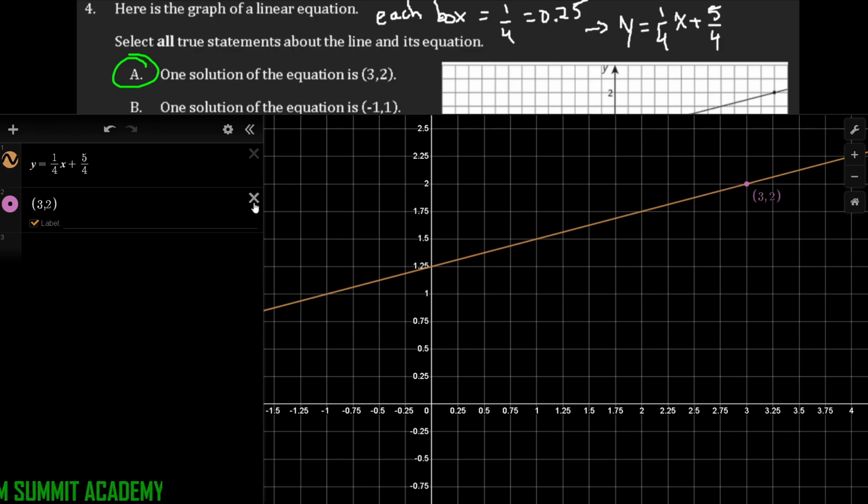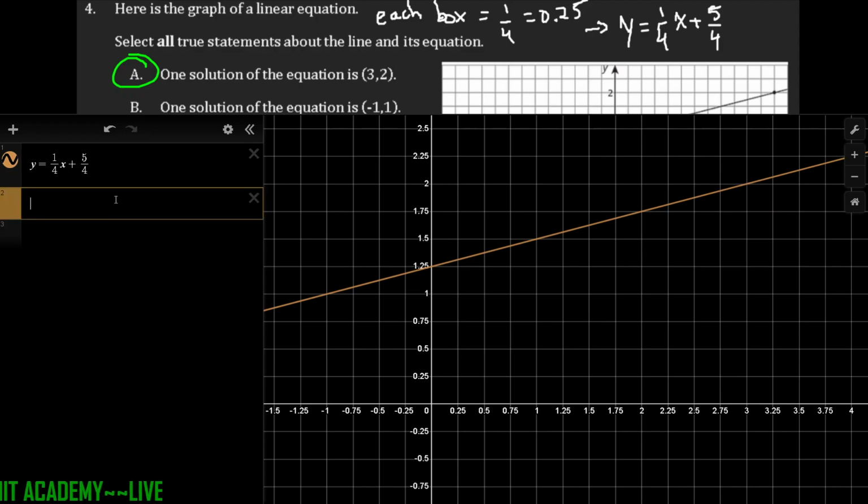Is the point -1, 1 on there? Well, yes, it is. It's right here. It's on our graph. And so we're going to say that one is included. So that one's good.